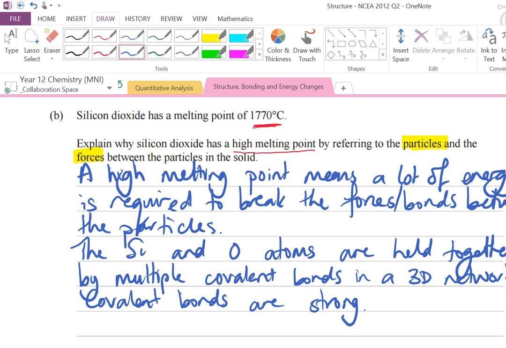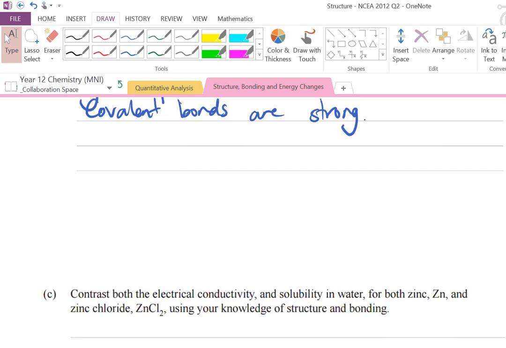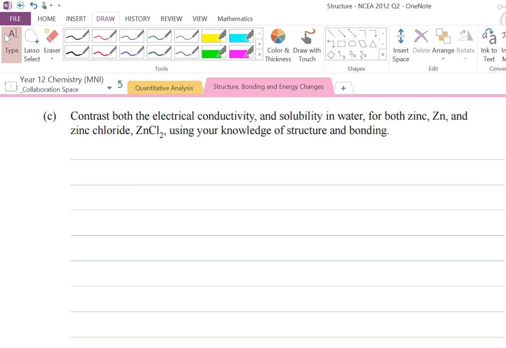I've said what it means, the importance of it, a lot of energy required to break the bonds or forces. I've also said what those particles are, silicon and oxygen atoms. I've also said that it's covalent bonds and that there are many of them. Okay, now move on to C. So hopefully we've tried to race through that one in the first 5 minutes. We want to spend a bit of time on C.